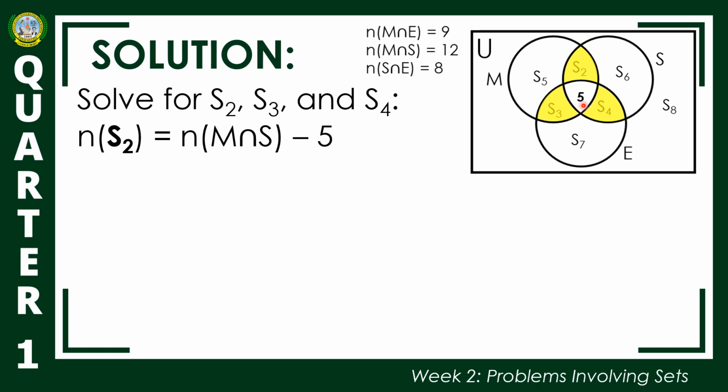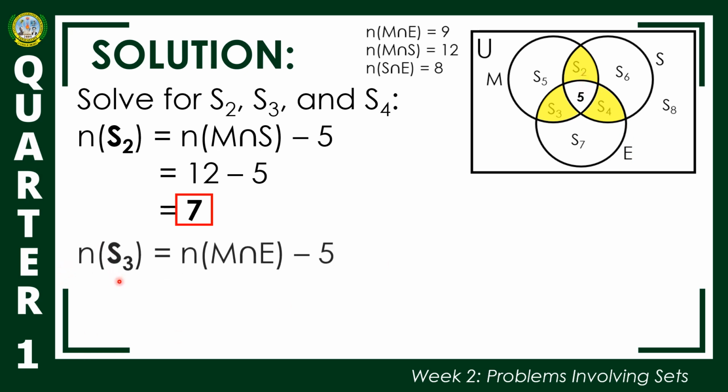According to the problem, the intersection of M and S po has 12 elements. Kaya po ang mangyayari, 12 minus 5. Babawas po natin yung 5 elements po dito sa 12 elements na nasa intersection. That is equal to 7. So, there are 7 elements in S sub 2.